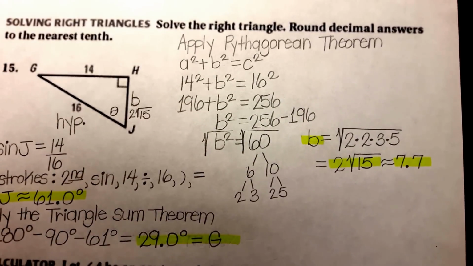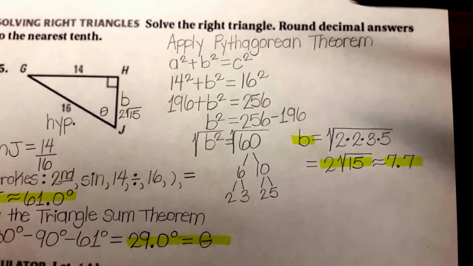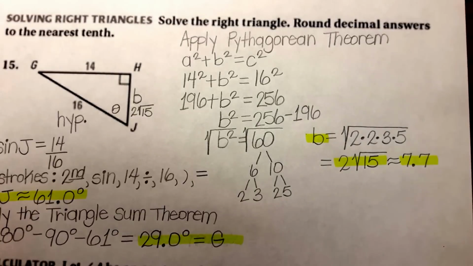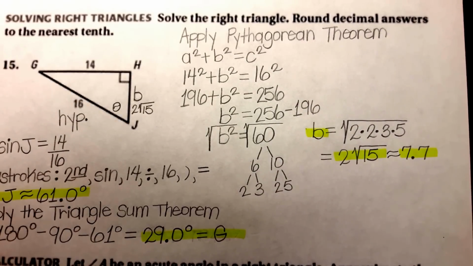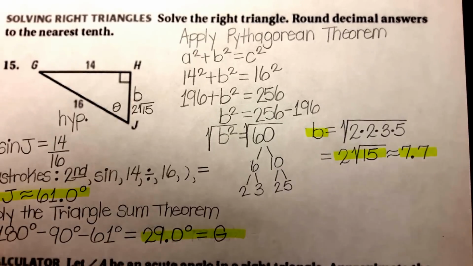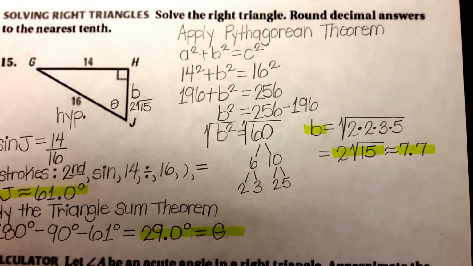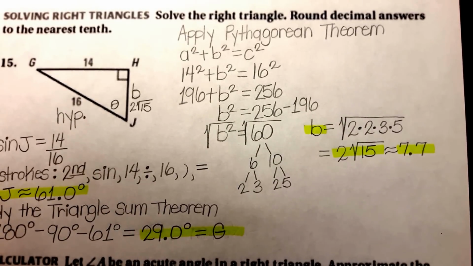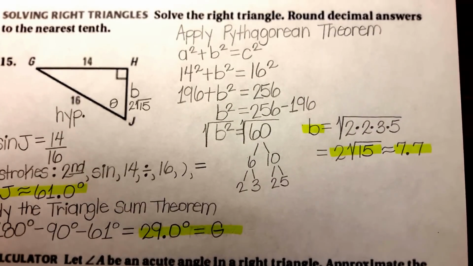Okay, look at the next example. It says solve the right triangle, round decimal answers to the nearest tenth. Now I'm going to be honest, when I look at angles, I usually round angles to the nearest whole number, and when you're dealing with side measures, I probably round to the nearest tenth. So you have to be careful with that. But since the directions say round to the nearest tenth, I'm just going to round everything to the nearest tenth place.